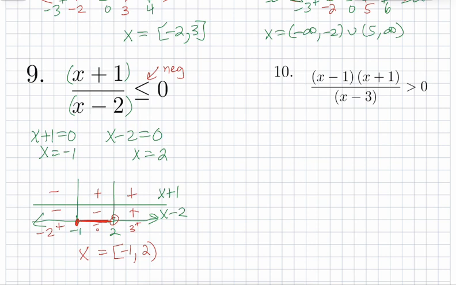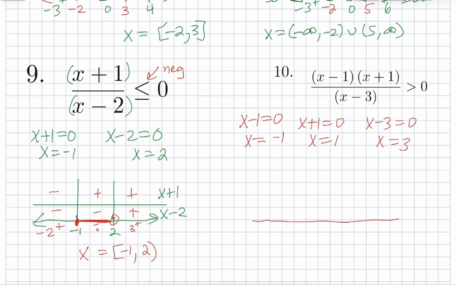Okay, one last one. Let's do number 10. And then you're ready to turn this in. This time we have 3 factors. So we're going to set all 3 of them equal to 0 and solve. So we're going to get x minus 1 equals 0, x plus 1 equals 0, and x minus 3 equals 0. Now that's going to give us 3 different values, -1, +1, and 3. And it just so happened that they are in numerical order, which is great.